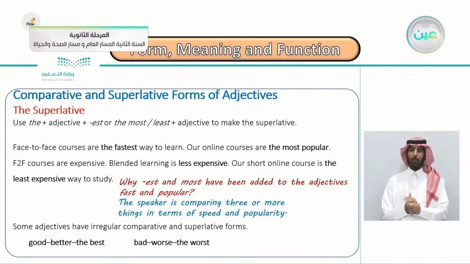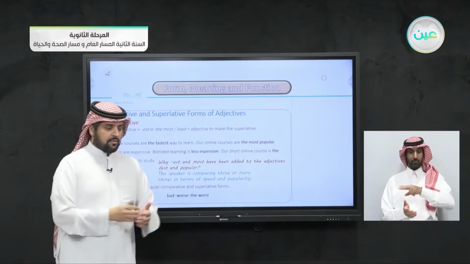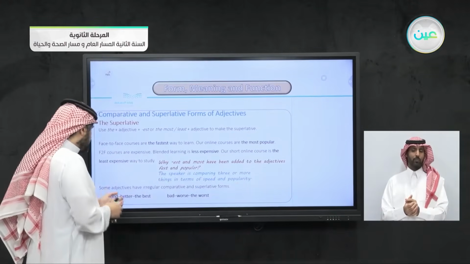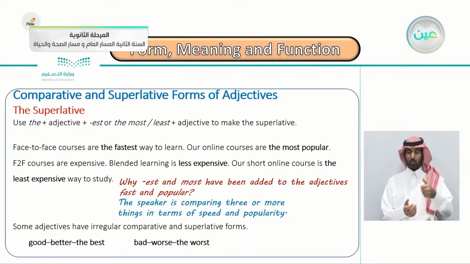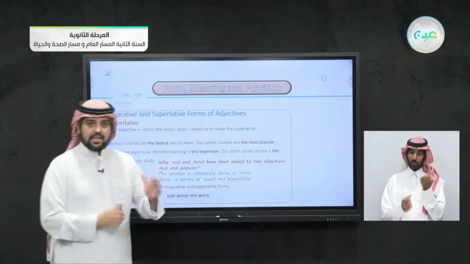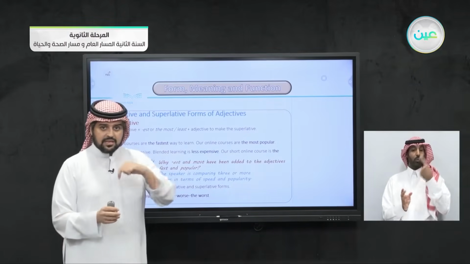Some adjectives have irregular forms. Let's see. The adjective good, the comparative form of it is better, when you say this is better than that. And the superlative form is the best, when you say he is the best among his friends.